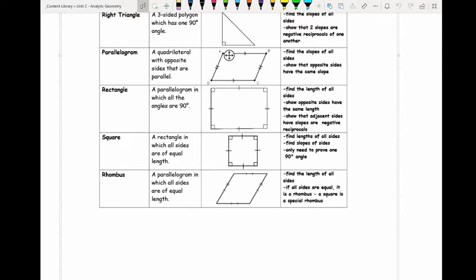For a rhombus, find the lengths of all the sides. Again, they should all be the same. And if they're all the same, then check to see if the slopes form negative reciprocals. If they don't form negative reciprocals, then you have a rhombus, because a rhombus is basically a parallelogram where all the sides are equal, and a square is the same thing except there's 90 degrees. So if all the sides are the same and there's no 90 degrees, it's a rhombus.